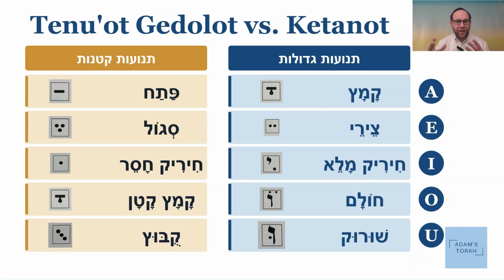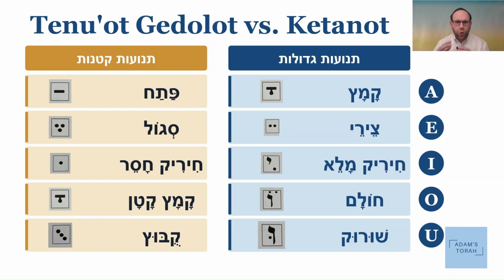So whether it's a cholam maleh or a cholam chaser, similar to how we had a chirik maleh and chirik chaser, both of these types of cholams, that dot on the upper left, is going to make it a Tenu'ah Gedolah, versus on the Tenu'ah Ketanah side, we have what's called a kamatz katan. A word about the kamatz katan. This kamatz katan is also pronounced o, similar to our cholam.